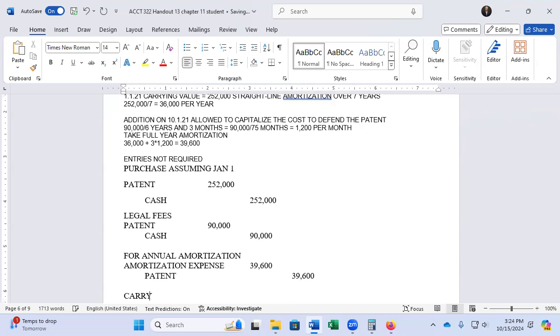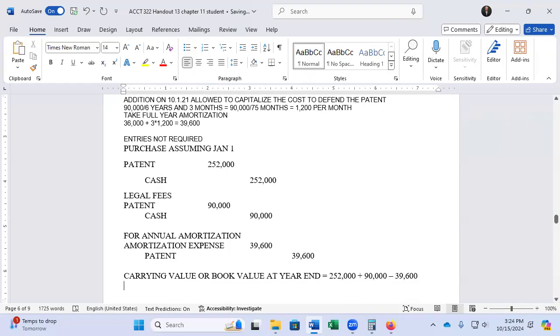And so the carrying value, or book value at year end, equals the 252 plus the 90 minus 39,600. And that equals 302,400.